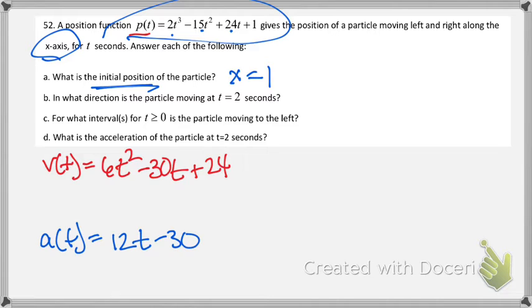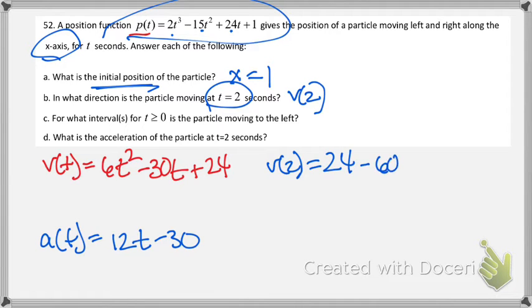So for part B, I need to find the velocity at 2. So V of 2, if I plug in a 2 here, 2 squared is 4. So I'd get 24 minus 60 plus 24. I don't really care what that equals, except that it's negative. So since the velocity is negative, the particle is moving left at 2. Okay?